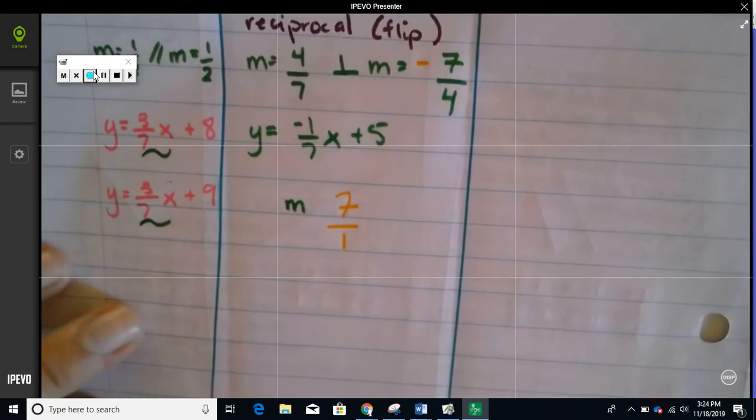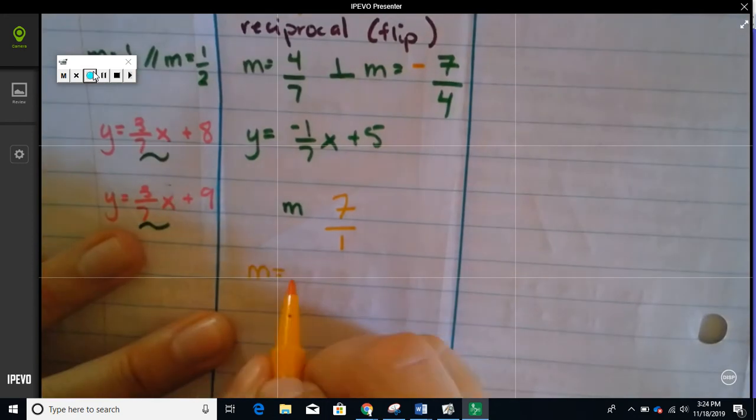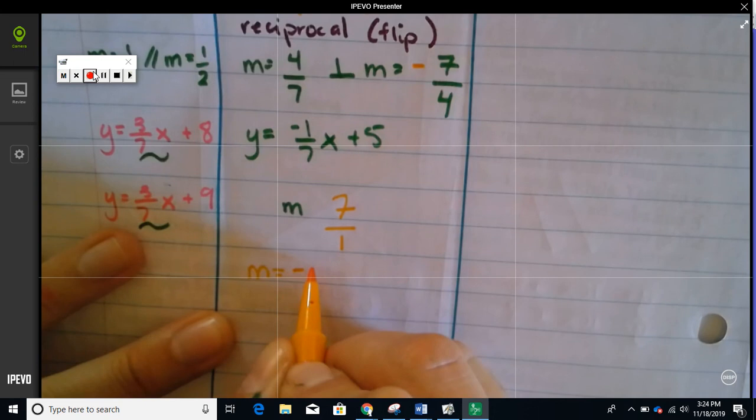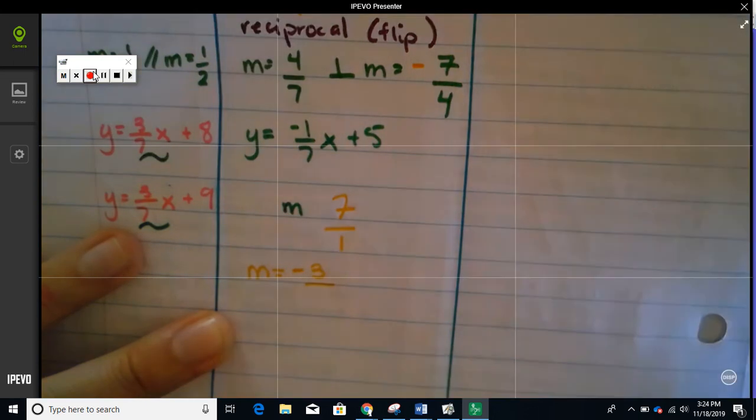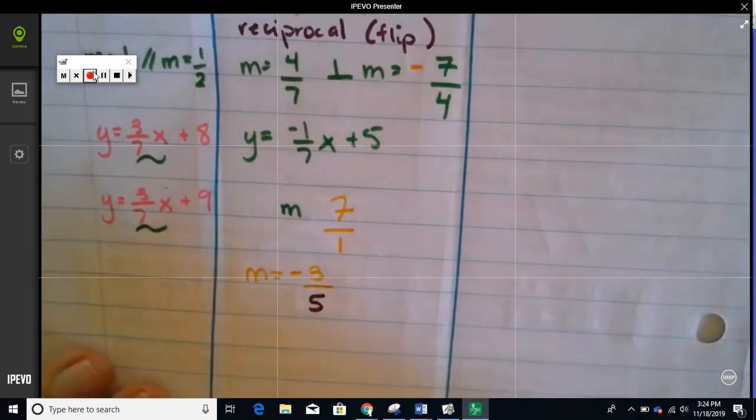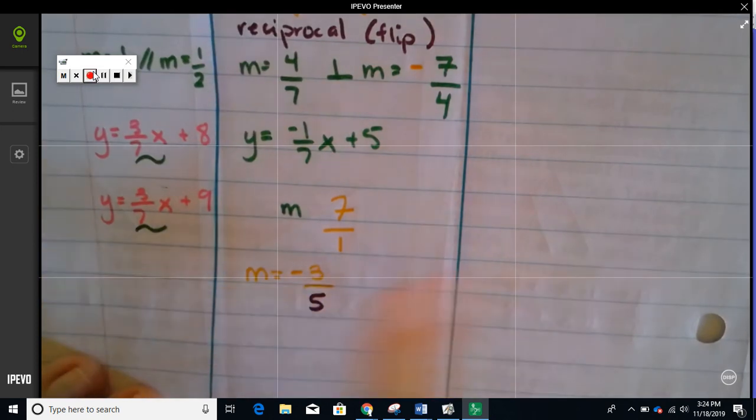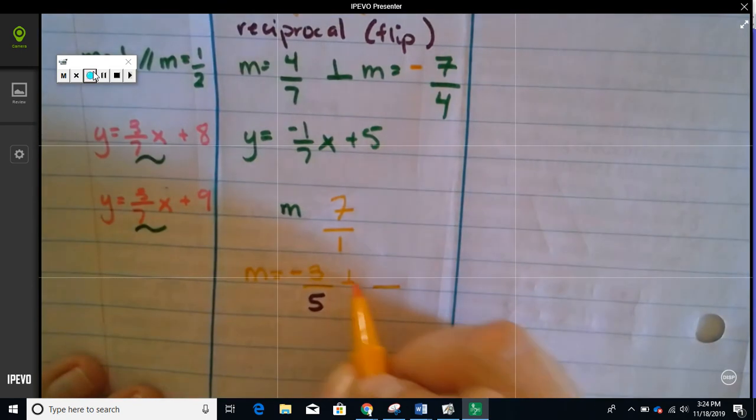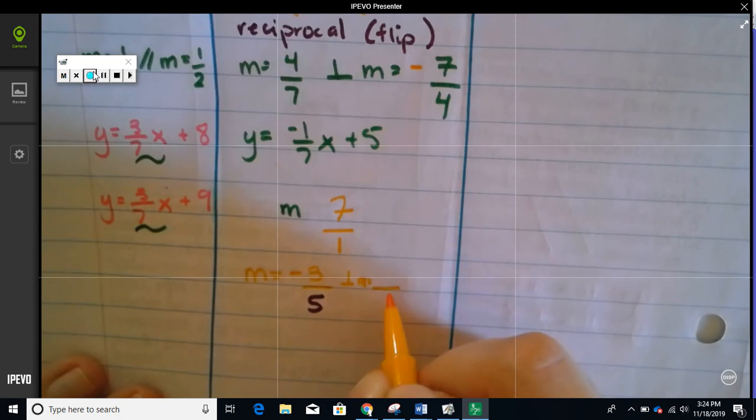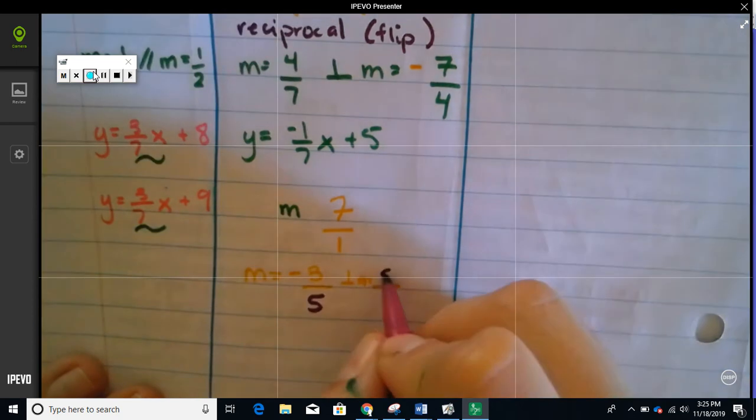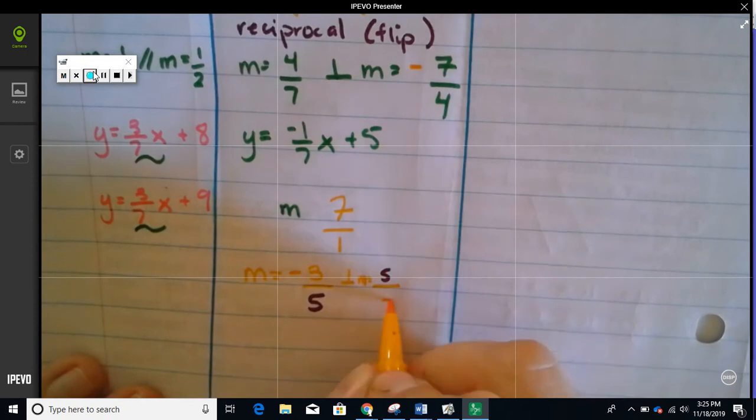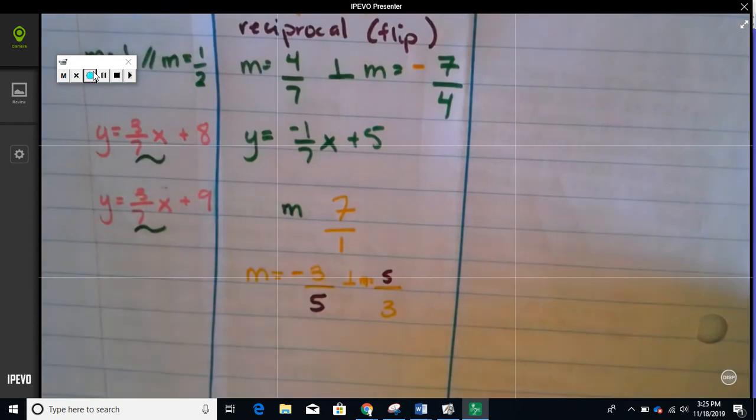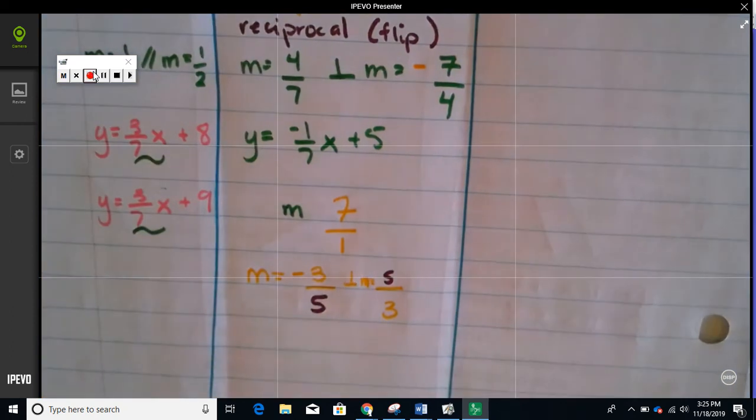So let's do another example. So for example, let's say that it is -3/5. Okay? If it was parallel, it would be the exact same thing. Now, when it's perpendicular, you change the sign, so it wouldn't be negative anymore, it would be positive, and then you would flip this. So the one perpendicular to it would be, now the 5 would be the numerator, and 3 would be the denominator. Alright? That would be the slope of the perpendicular line.